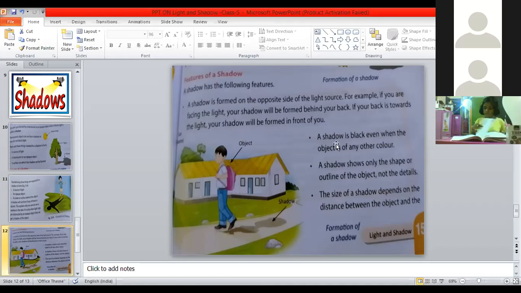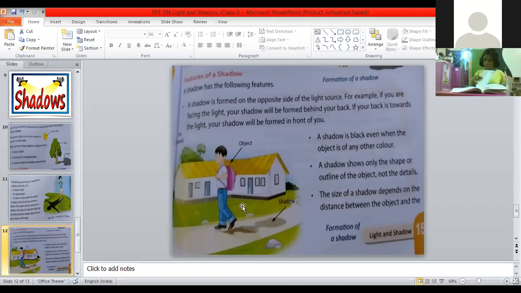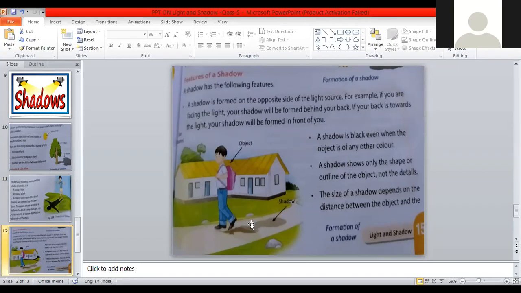Next, a shadow is black. How will the shadow always be? It is always black even when the object is of any other color. You may wear a nice gagra or a nice suit or salwar kameez, whatever you may wear, but the shadow will always be dark. It tells us what the material is, but it will not tell us which type of dress they are wearing, what jewelry they are wearing, what the different colors are, or what spectacles. It does not explain anything. It is always black. The shadow is always black.